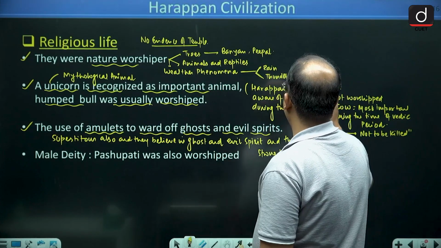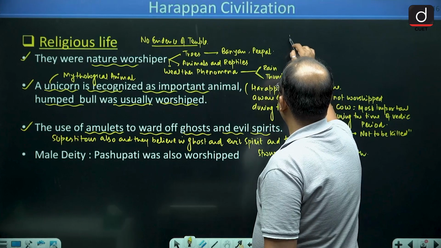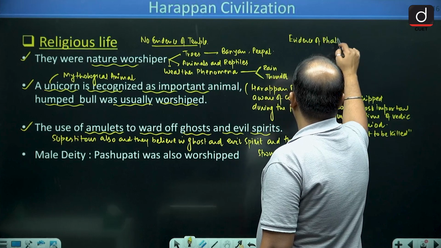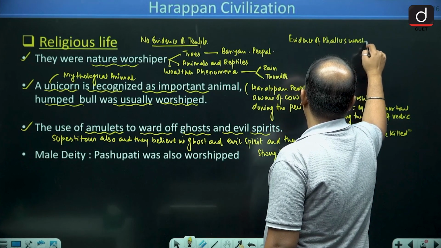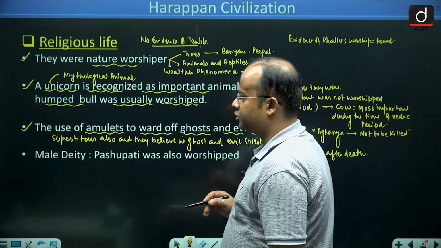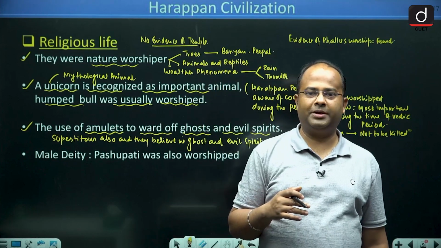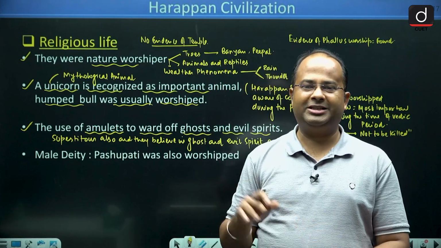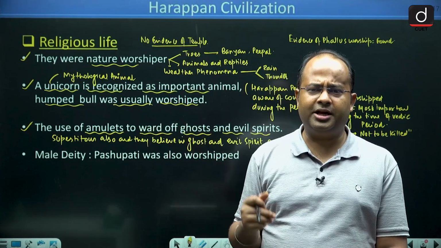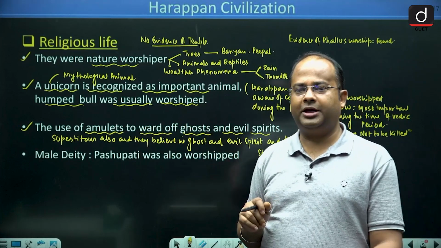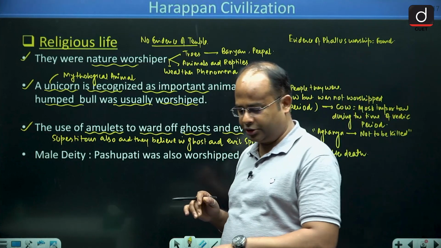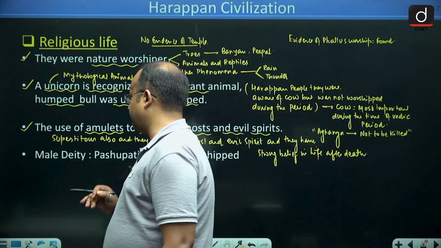And you will find the evidence of phallus worship as well. Phallus worship is the worship of male and female genital organs, and it symbolizes creation. Therefore, in Indus Valley or Harappan Civilization, you will find evidence of phallus worship.